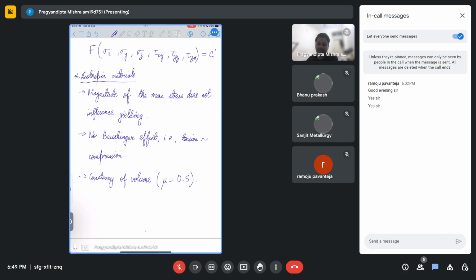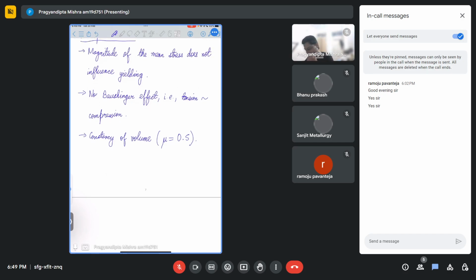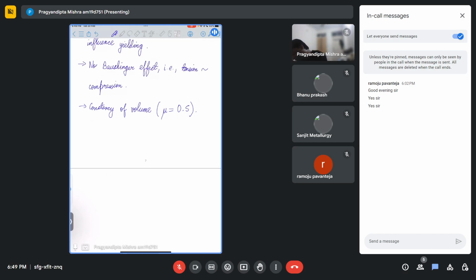Okay. So the first condition talks about the mean stress not influencing yielding. What could that mean? Why does mean stress not influence yielding? Why are we saying that? Okay, let's look at it from a mathematical point of view. So any stress tensor that we have, some sigma equal to sigma xx, sigma xy, xz, like that, instead of tau and all.